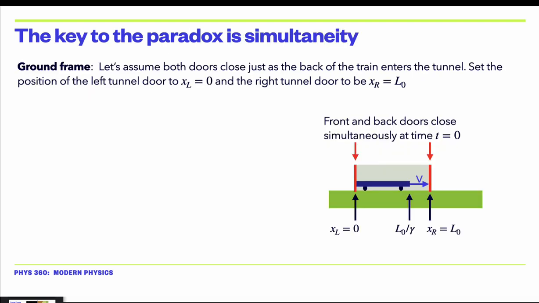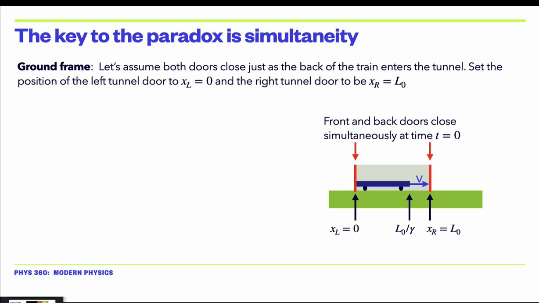So the key to this problem is simultaneity. And so we'll go through this step by step. In the ground frame, let's assume that both doors close just as the back of the train enters the tunnel. So if this is our train, the train is moving to the right. This red line marks the left door of the tunnel. Right when the back of the train passes the left door, we're going to close both the left door and the right door in the tunnel.